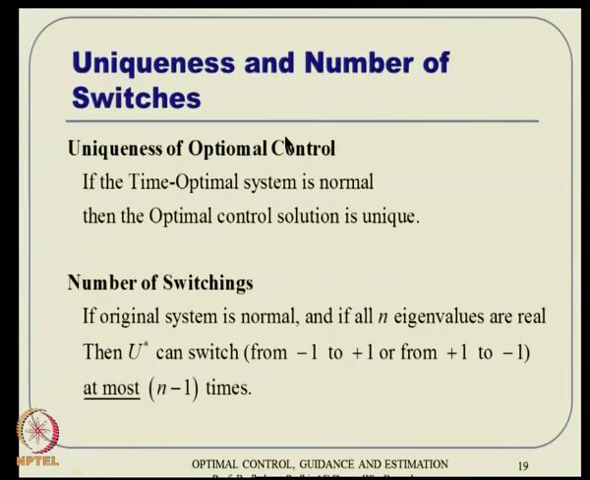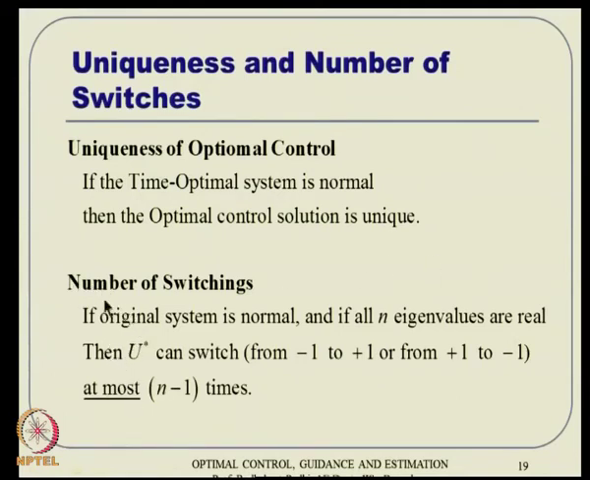Now there are also interesting theorems which tell us about the uniqueness of the problem, that is, when the solution is unique. It turns out that if the time optimal system is normal, then the optimal control solution is also unique. It cannot have multiple solutions. And in that situation, there is also an interesting observation in the form of a theorem, which tells us the maximum number of switches there can be.